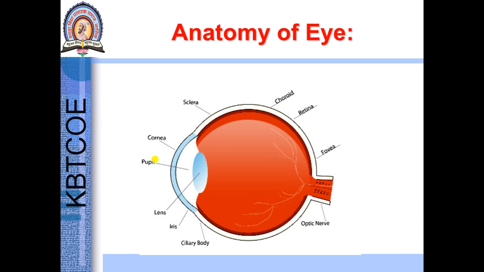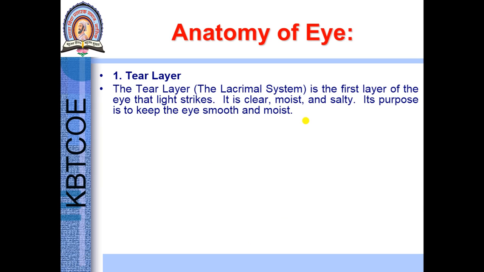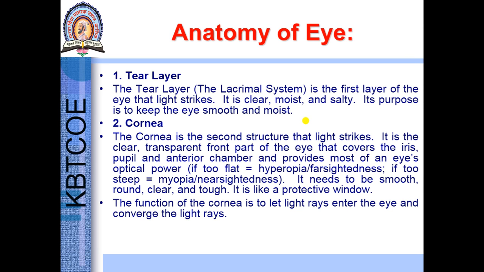This is another pictorial representation of the eye which focuses on three layers of the eye. The outermost layer is the sclera, the middle layer is the choroid and the inner layer is the retina. So the first layer is the tear layer. It is the first layer where the light strikes. It is clear, moist, salty. Its main purpose is to keep the eye smooth and moist.